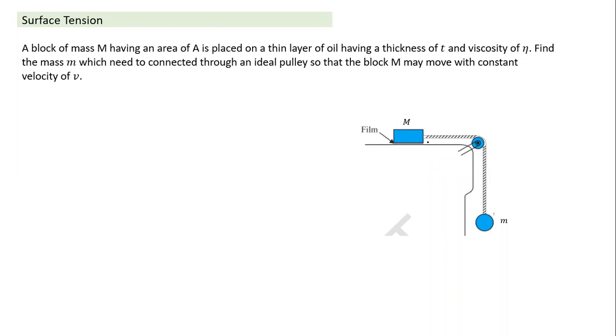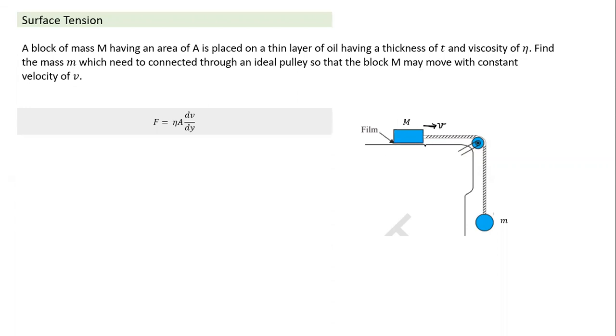So when you have something like this, it is connected over an ideal pulley to a mass M here. The question is: find the mass M which needs to be connected to the ideal pulley so that the block may move with the constant velocity V. So what has to be the value of M for it to move with constant velocity? That's what you need to calculate here. Okay. So is this question related to viscosity? Yes, there's a liquid film here.